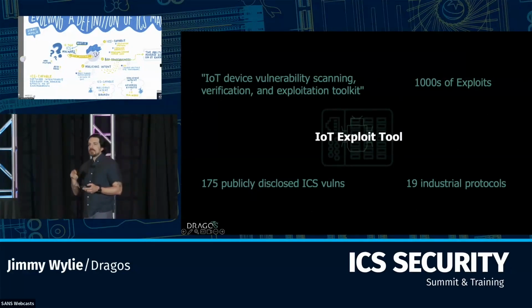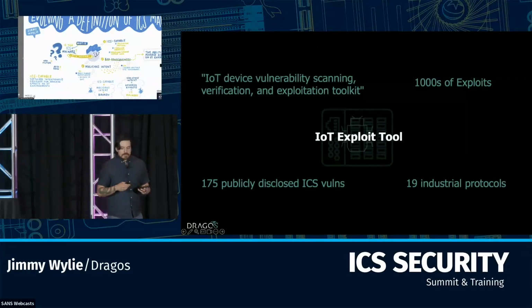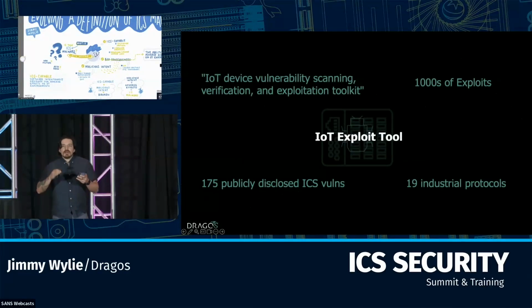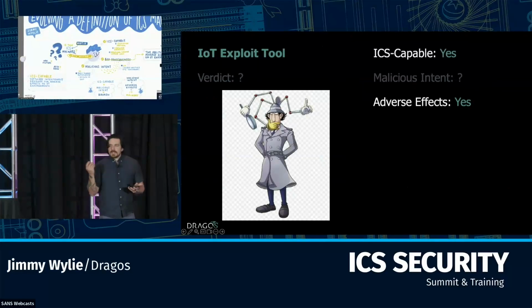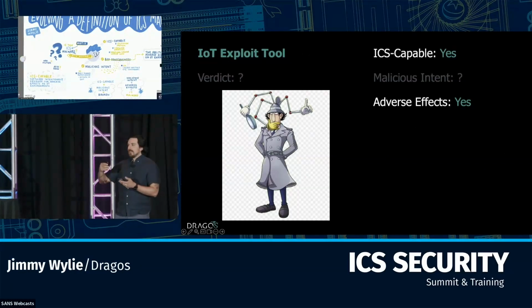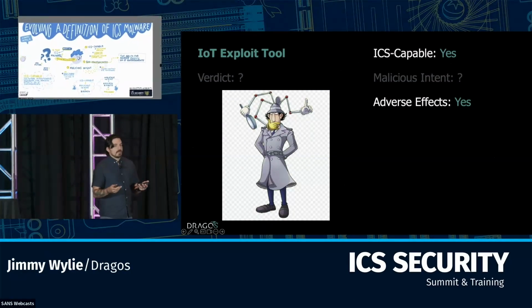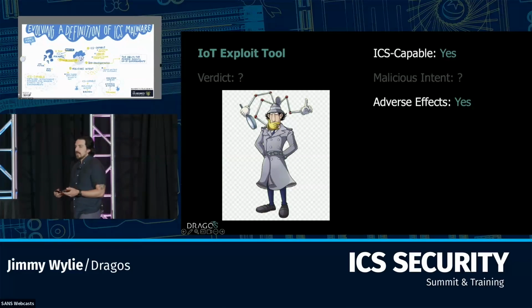But on the ICS side, there were 175 publicly disclosed ICS vulnerabilities with accompanying exploits. It also supports 19 industrial protocols, including Profinet, Ethernet/IP, and Modbus, enough so that it could deliver these exploits. Now, from that description, the ICS capable side and the adverse effects side is pretty obvious. You have 19 industrial protocols. Those are ICS capabilities. As far as adverse effects, you can almost think of it as the effects that the exploits can cause on the system. So you have things like unauthorized access vulnerabilities, denial of service vulnerabilities, and these kinds of things. All of those would be adverse effects for an OT environment. So both of those criteria get a yes.